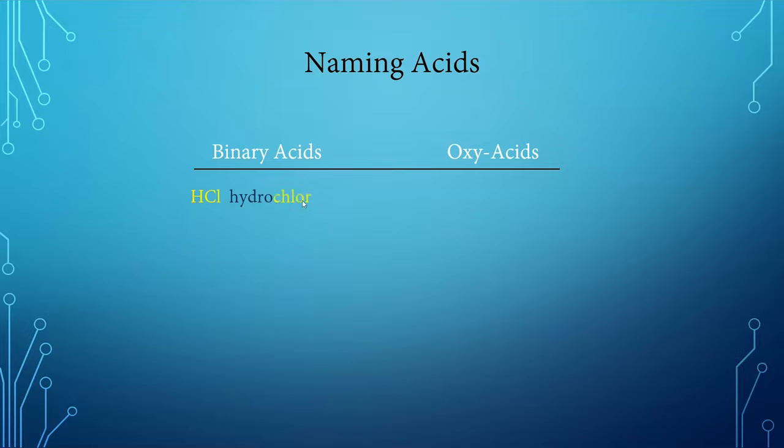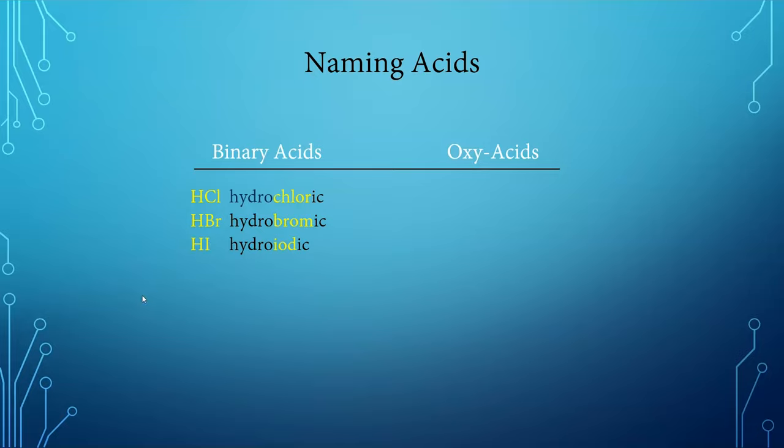Then we put in the name of the element that's with the hydrogen. So chlorine becomes chlor, and then we end all of the binary acids with the suffix ic. So hydrochloric acid. In this case, since it's got bromine instead of chlorine, it becomes hydrobromic acid, and HI would be hydroiodic acid.